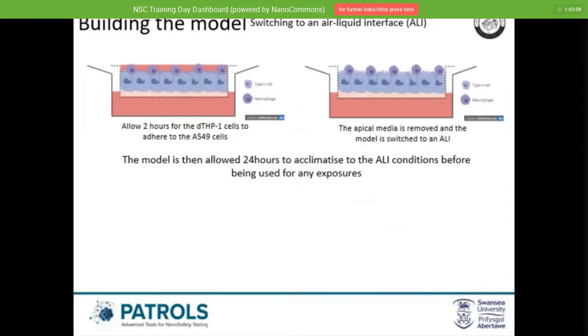Once we've pipetted this 500 microliters onto the apical side of the transwell membrane, we then allow 2 hours within the incubator for the THP1 macrophage-like cells to adhere to the A549 cells. After this 2 hours, we then remove our apical media and the model is switched to an air liquid interface, so there's only media on the basal side. This model is then allowed 24 hours to acclimatise to the air liquid interface conditions before using for any exposures, be that chemical or nanoparticle.